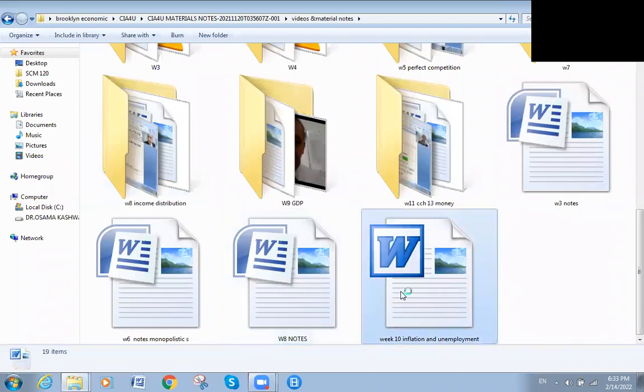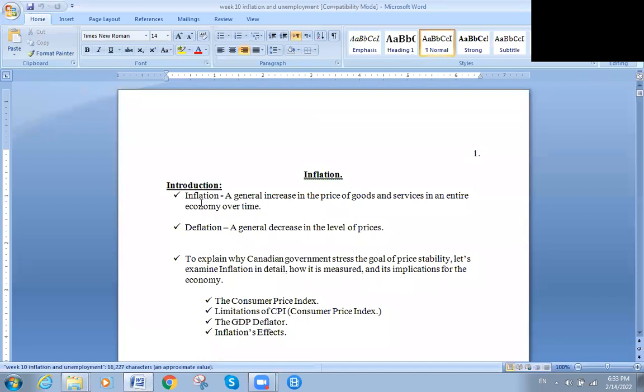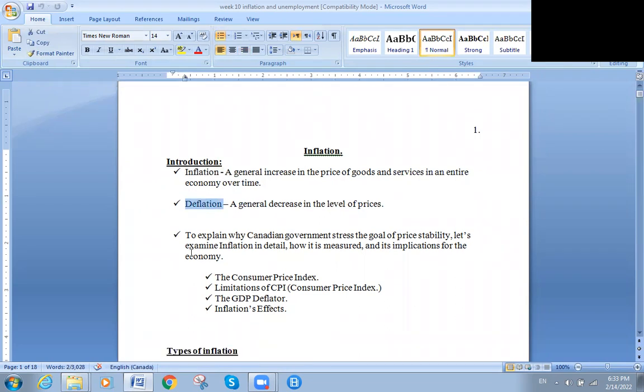Inflation is, of course, the high rise in prices. The prices go high. Inflation is a general increase in the price of goods and services in an entire economy over time. So this is the increase. But deflation means a general decrease in the level of prices. Inflation means the prices are high, but people want to buy and are willing to pay any amount of money to buy the product. But deflation is the opposite. Deflation means recession. People don't have money to buy.